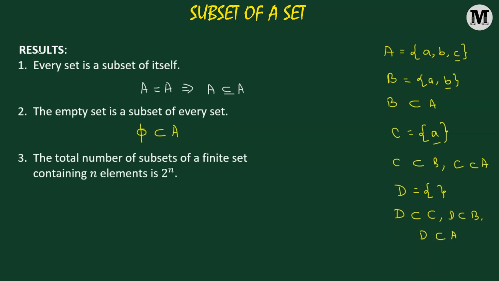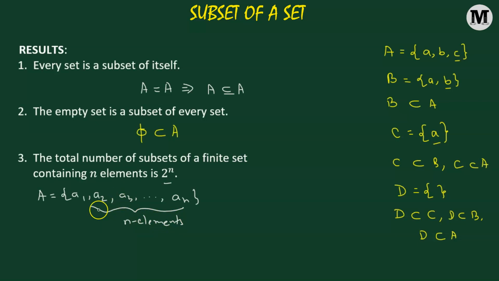And the final result 3 will be that the total number of subsets of a finite set containing n elements is 2 raised to the power of n. You can remember this result, or if you want, you can try to understand it with the help of an example. Let's say we have a set A that contains n number of elements. We're going to represent the elements as a1, a2, a3, and up to an. So there are a total of n elements present in the set A.